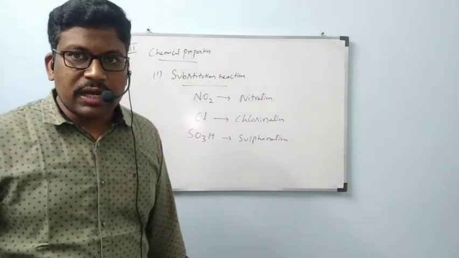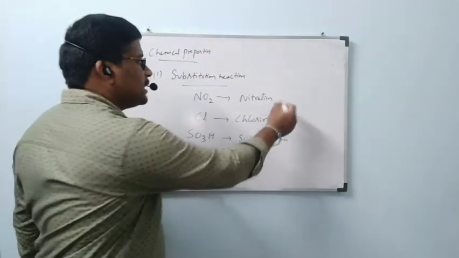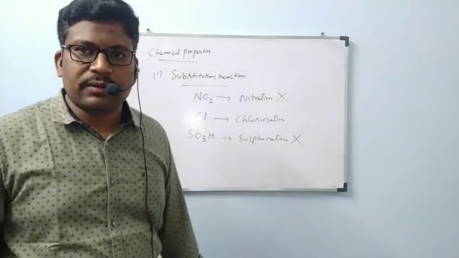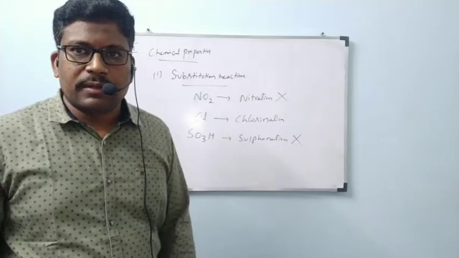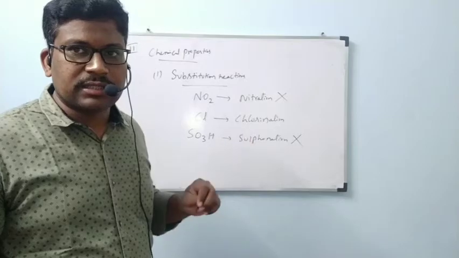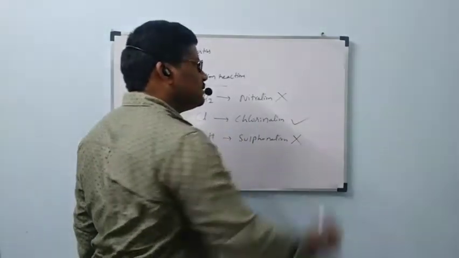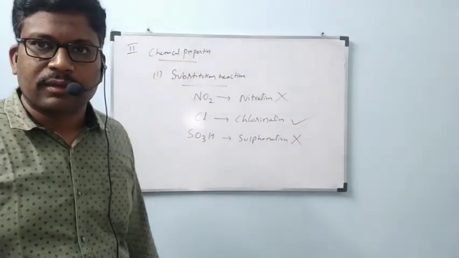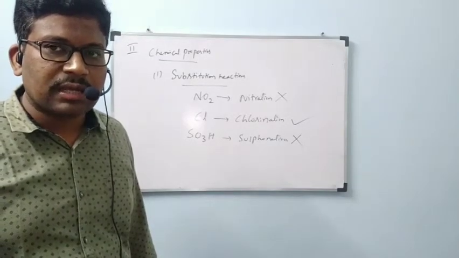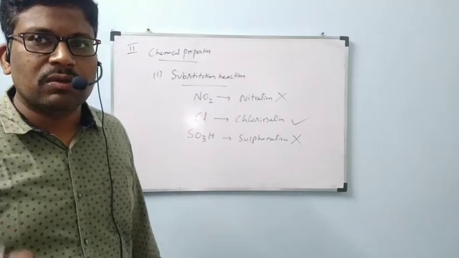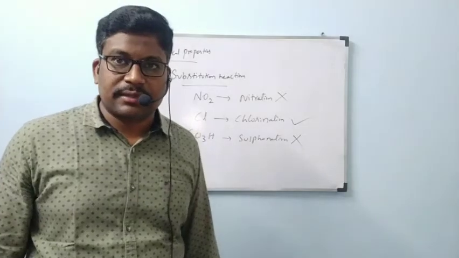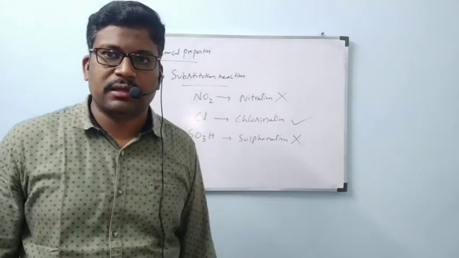But in lower alkanes, nitration and sulfonation will not take place. In higher alkanes only they will occur. So generally we won't see nitration or sulfonation in alkanes. We will see chlorination in alkanes. Substitution of one of the hydrogens present in an alkane by chlorine is called chlorination. We will get alkyl halides or haloalkanes as the product, that means a chloroalkane.